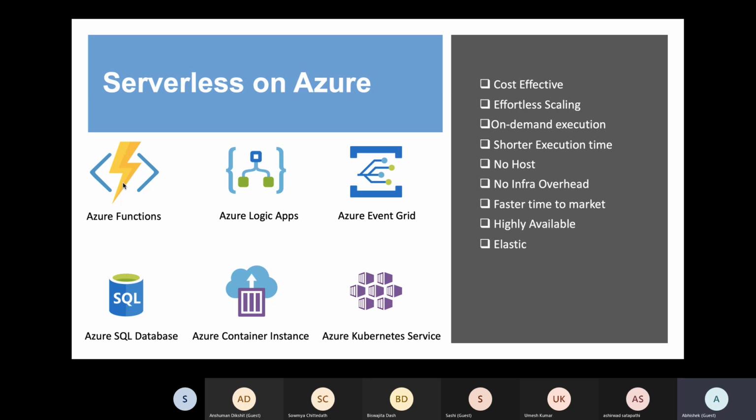Another awesome service is Azure Logic Apps. It is workflow based, so you can define workflows. For example, normally we have workflows: when we get a request, step one is performed, then step two and step three are performed in parallel, then step four is performed after step three is performed. So there is a defined workflow, and this kind of workflow activity can be handled using Azure Logic Apps.